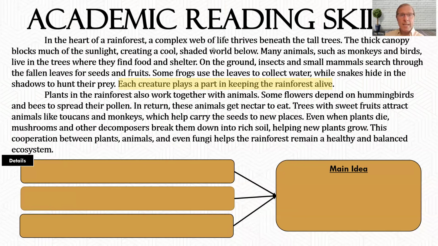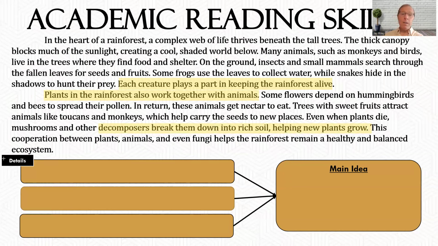Okay, so I can see here that the animals play an important part in keeping the rainforests alive. The plants work together with the animals, and the decomposers help break down soil to help the plants grow.